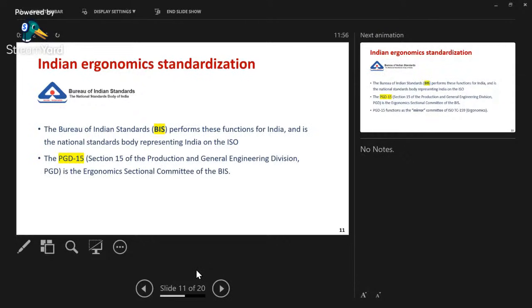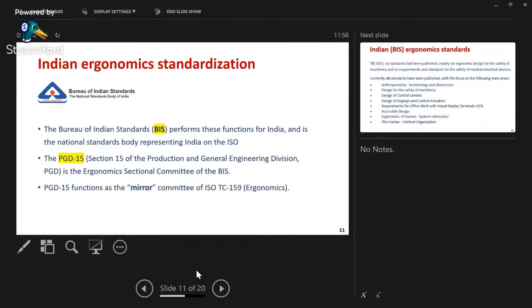And for the specific committee, like for ISO there was the technical committee 159, in India there's a specific technical committee, Ergonomics Sectional Committee, PGD 15, which looks after the ergonomic standardization in India. So PGD 15 is the mirror committee for TC 159, as BIS is the mirror committee of ISO, and it tries to introduce a similar type of structure as there is in ISO TC 159.